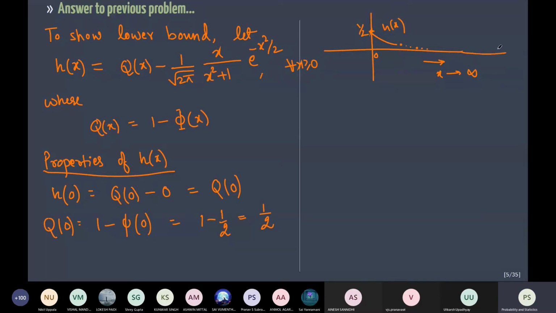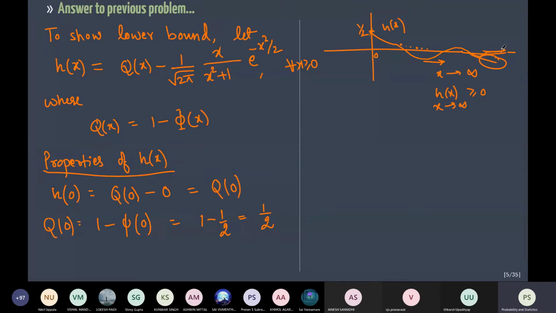One possibility is that h(x), as x tends to infinity, comes below the x-axis. That will violate it, and then we cannot prove the lower bound. Another possibility is that as x tends to infinity, h(x) is actually positive, so the asymptotic nature is that at infinity it remains above. Let us say we prove that it is greater than or equal to 0 at infinity, but there is a chance that in the middle it may go down like this.